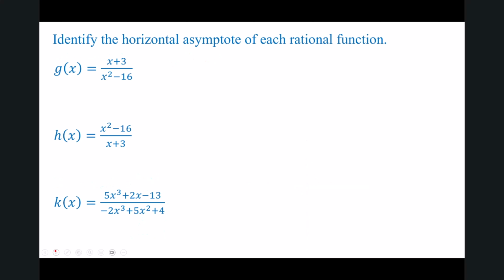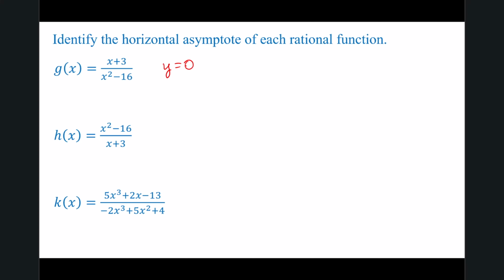So let's identify the horizontal asymptotes of each of these. For g of x equals x plus 3 divided by x squared minus 16, the degree of the numerator is 1. The degree of the denominator is 2. So if the numerator has a smaller degree than the denominator, the horizontal asymptote is the line y equals 0.